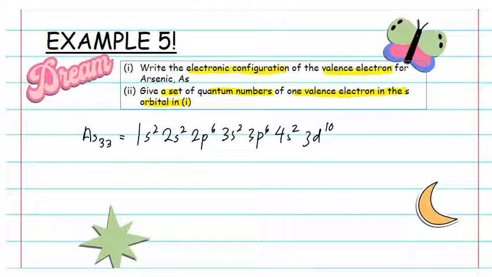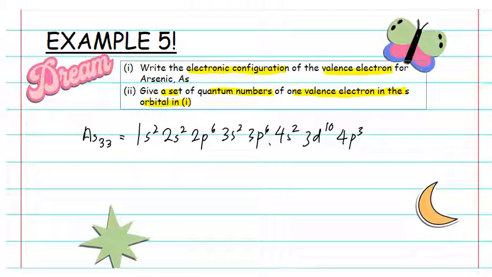Cuba kita kalkulate berapa? 6 tambah 10, 12, 18, 20, 20 tambah 10, 30. Okay, tak cukup lagi. Lagi 3. So 4p3. Okay, betul tak? 6, 4, 10, 16, 18, 20, 30, 33. Yes. Ending dia dengan 4p3.